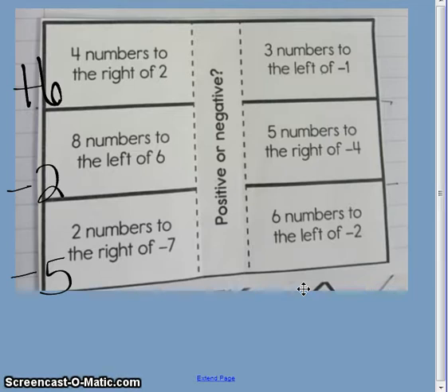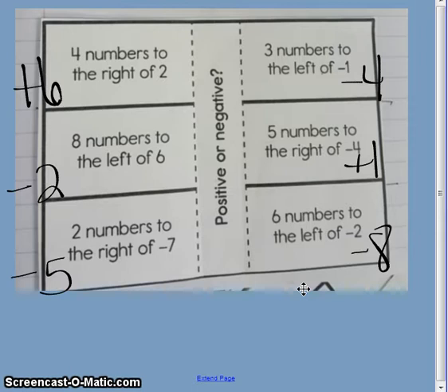3 numbers to the left of negative 1, you're going to start at negative 1 and you're going to hop 3 numbers to the left, and you get negative 4. 5 numbers to the right of negative 4, you're going to start at negative 4, hop 5 numbers to the right, and you get a positive 1. 6 numbers to the left of negative 2, you're going to start at negative 2 on the number line, and you're going to hop 6 times to the left. That gives you negative 8.